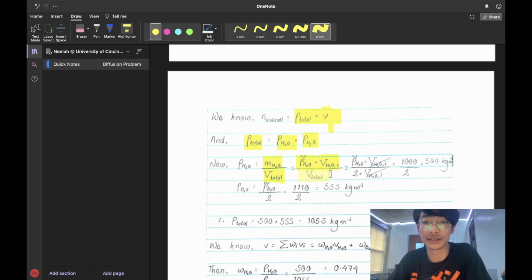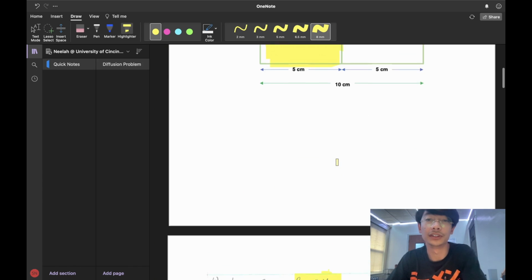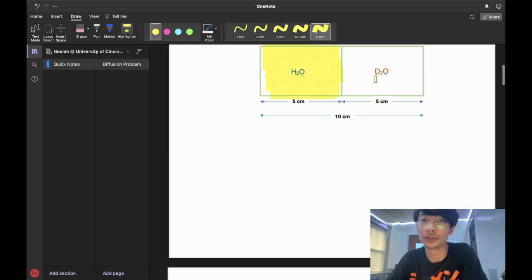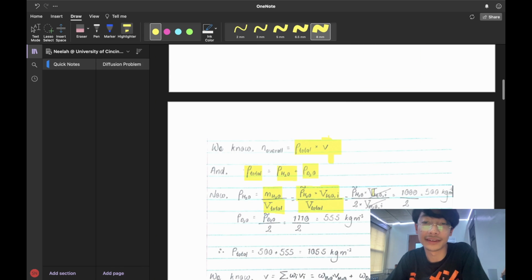this expression right here. What we know is that the volume that the water is initially occupying is only half of the volume of the entire capillary, the total volume. So we can write that down as the total volume being equal to 2 times the volume of water that it's initially occupying.